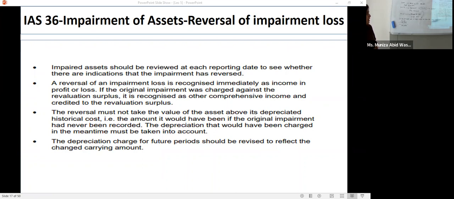They say in the last bullet point, the depreciation charge for the future periods should be revised to reflect the changed carrying amount. Now in the future, the recoverable amount which you have calculated is going to be recognized in SOFP, and on that amount, you will start taking the depreciation.